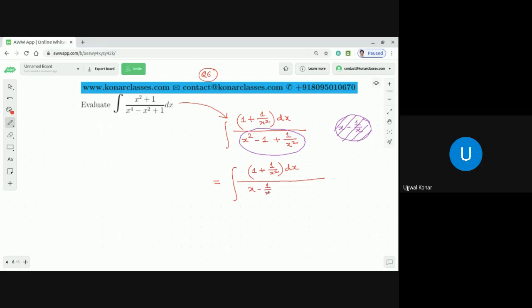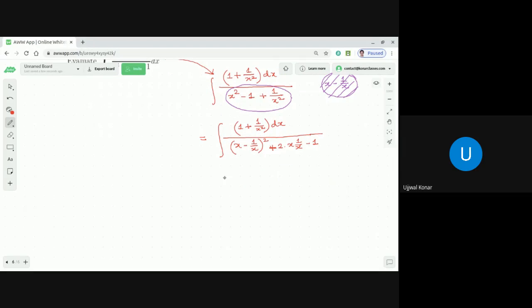First, I write x minus 1 by x whole square. Why whole square? Because everything is square: x square plus 1 by x square. Then we write here that a minus b whole square is equal to a square plus b square minus 2ab, na? Correct or not? So here we need to bring plus 2ab, plus 2 into x into 1 by x. Correct or not? And minus 1 as it is. Correct or not? Absolutely clear, dear students.